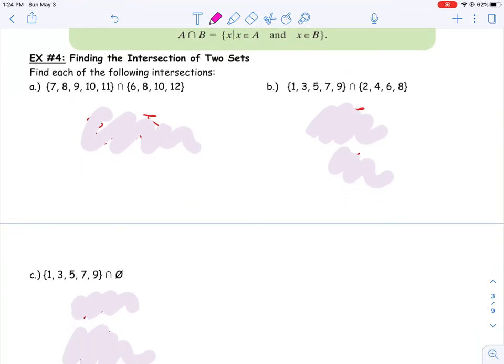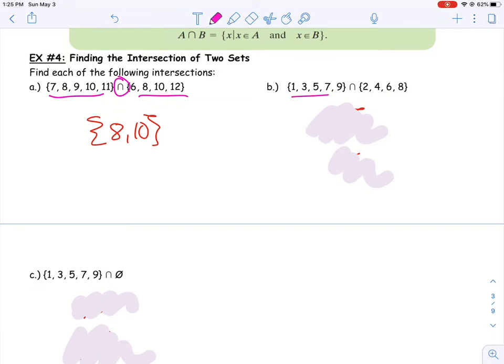Looking at example number 4, it says find each of the following intersections. So we have two different sets. The first one contains the elements 7, 8, 9, 10, and 11. The next one contains the numbers 6, 8, 10, and 12. And I would like you to find me the intersection. Where would they overlap? Meaning, what elements are in the first set and in the second set? I notice that they both have in common 8 and 10. So that would be their intersection, where they have in common.